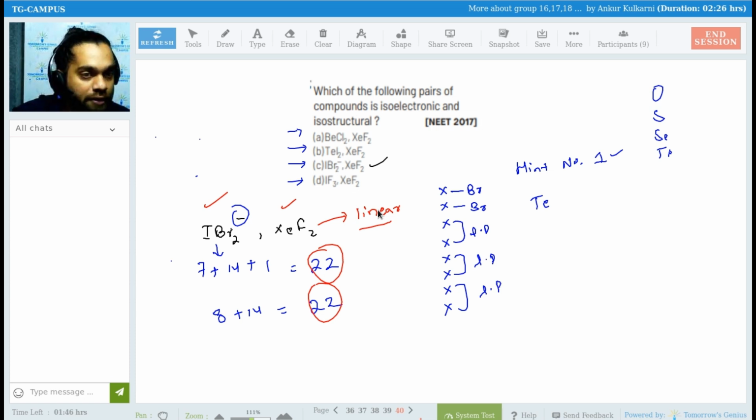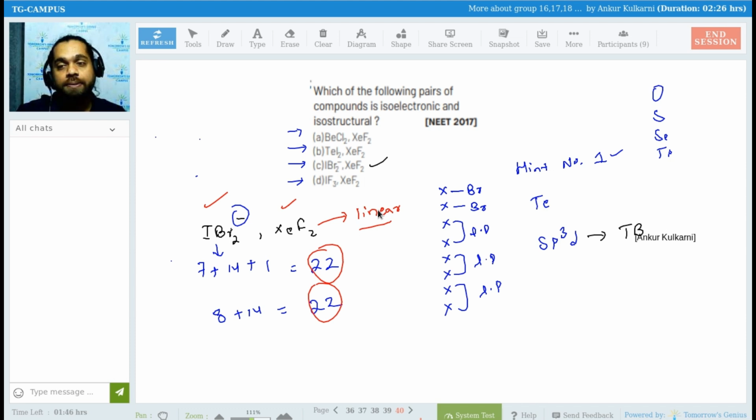It is sp3d. What is the geometry for sp3d? I am not asking about shape, tell me at least the geometry. I told you to revise and come.